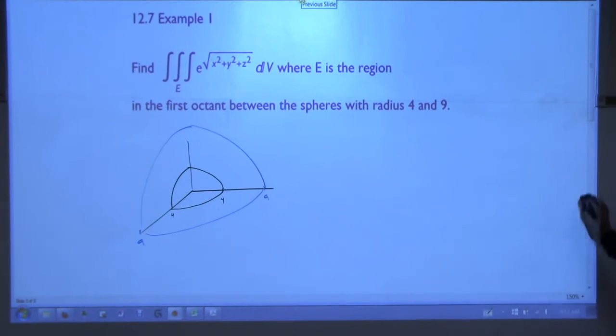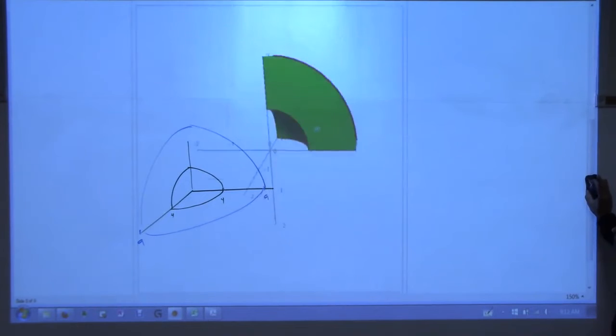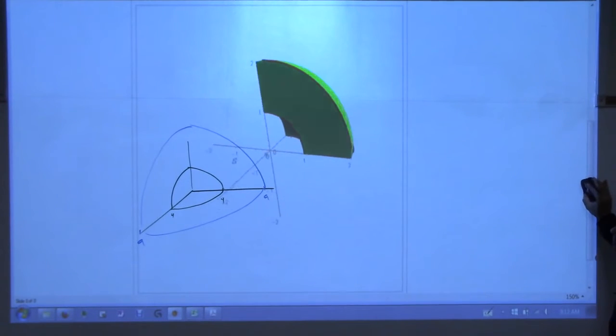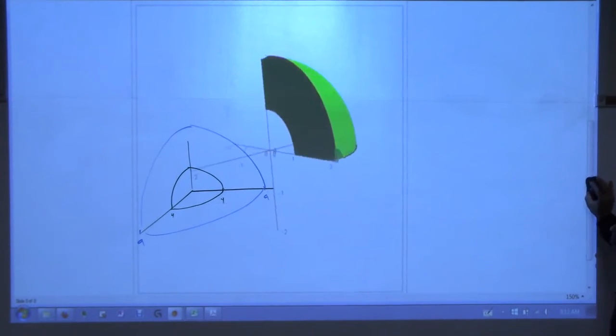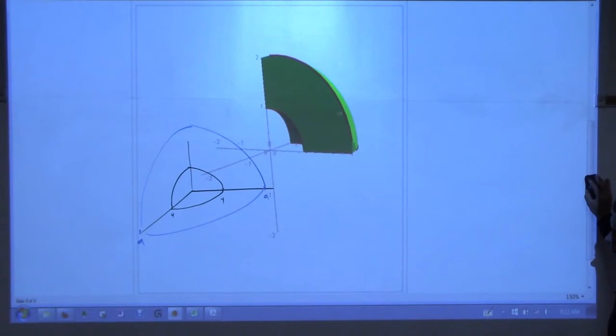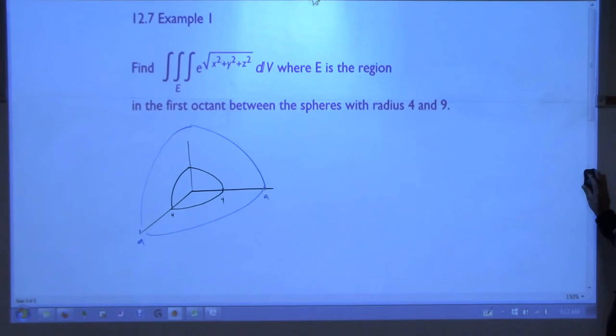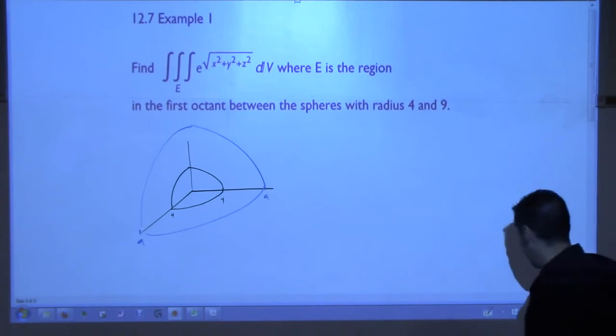So this is exactly, well, not exactly, but very close to this picture I showed you a second ago, right? Except in the picture I showed you, the radius that we had was 1 and 2. Here it's 4 and 9. So it's this picture with that scooped out piece. It's the stuff in between. So we should be able to define that region pretty easily in spherical coordinates.